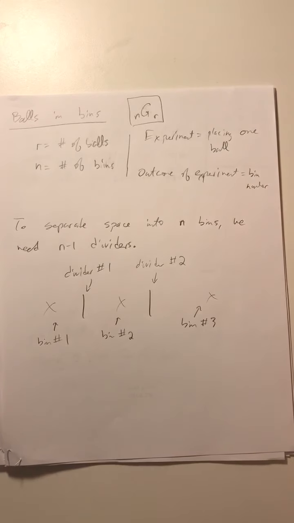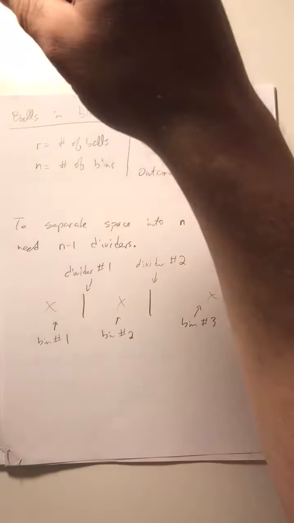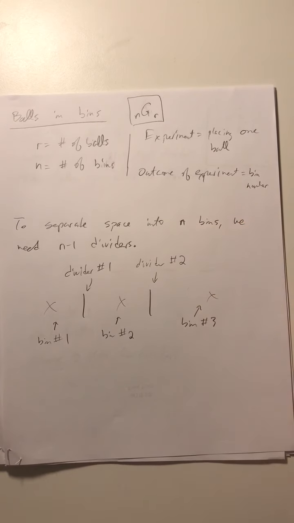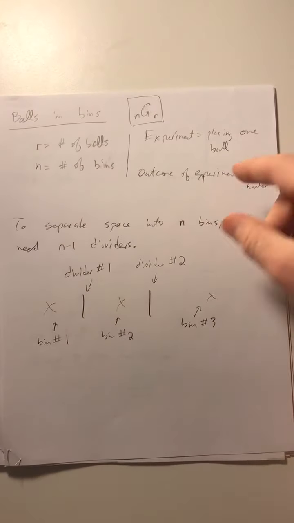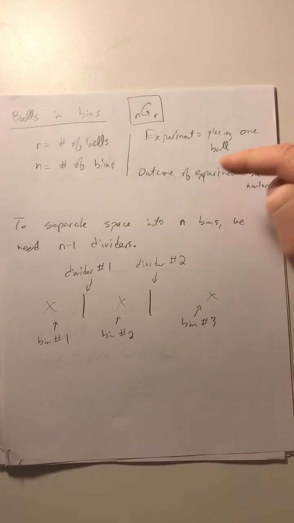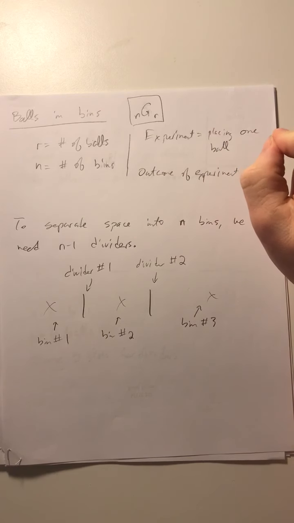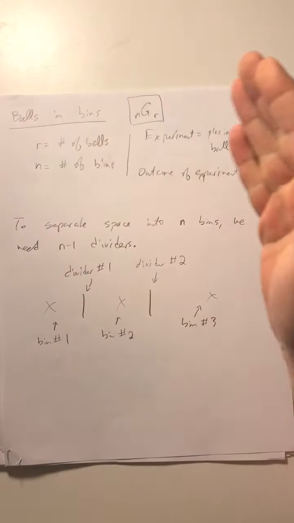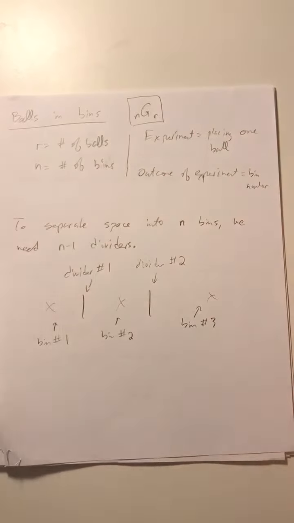So the first experiment will be I'm going to take a ball, put it in one of the bins. If I put it in bin B, then the outcome of the first experiment was B. Okay? Take the second ball and put it in bin A, then the outcome of the second experiment was A. Right? So here the experimental unit that we're talking about is the placement of an individual ball, and the outcomes are the bins that I could place that ball into. Okay?